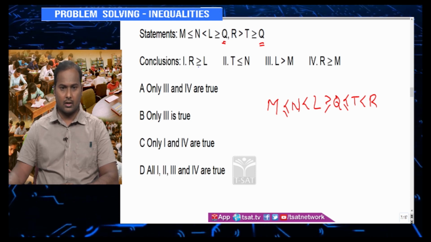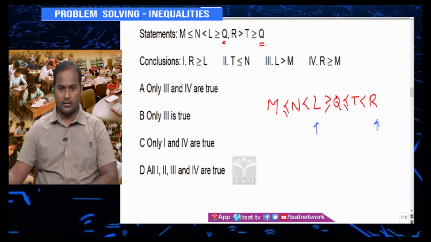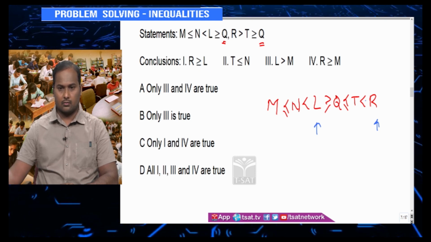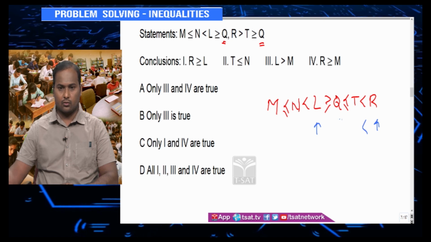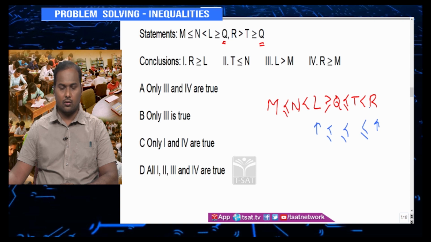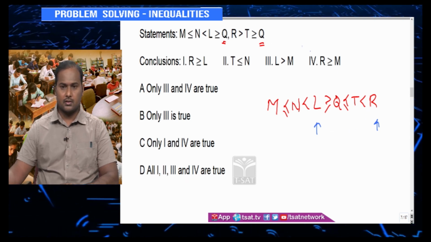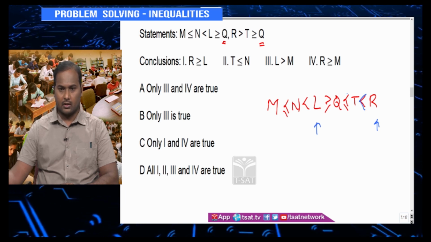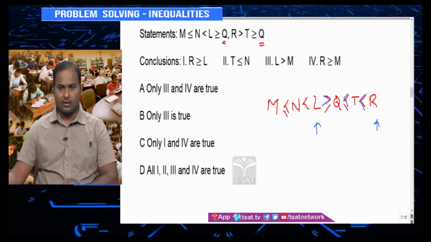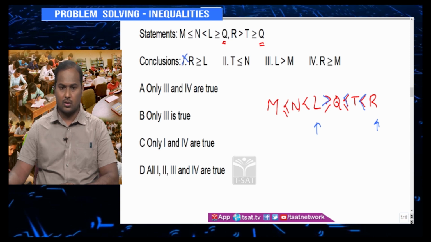So R is greater than or equal to L. So where is R? R is here. And where is L? L is here. So it is saying that R is greater than or equal to L. So towards R, all the symbols should be greater than, or greater than or equal, towards R. Then only that particular conclusion becomes correct. But what is the problem here? Here greater than symbol, here greater than symbol, but you can see here a less than symbol. So you can see two opposite symbols. Whenever you see opposite symbols between L and R, obviously this conclusion becomes wrong.